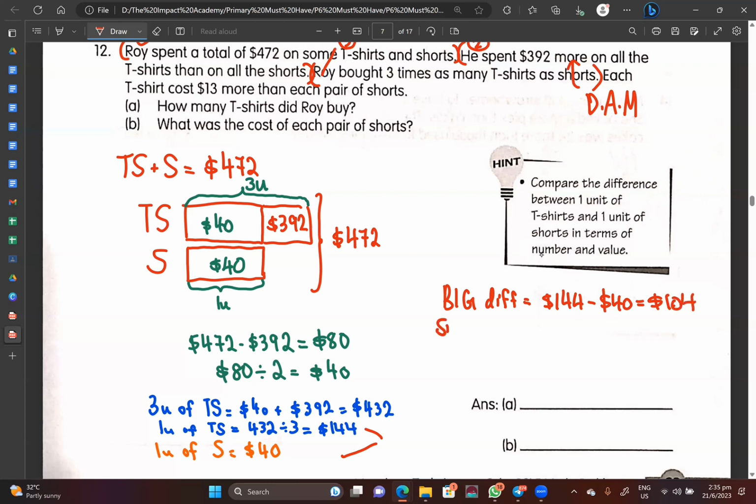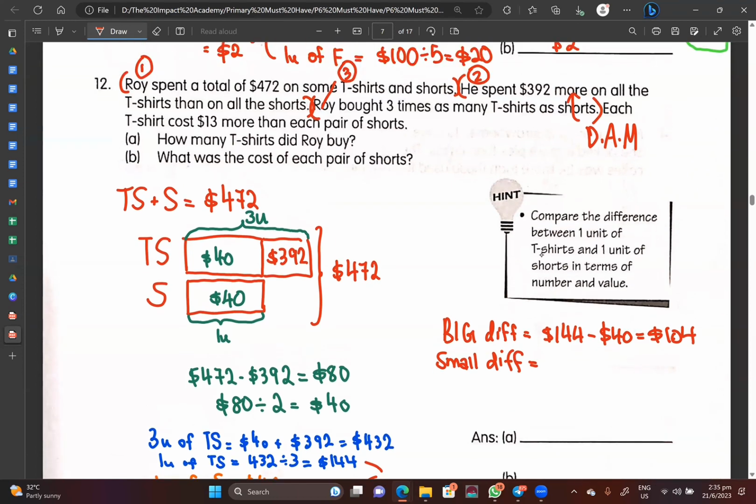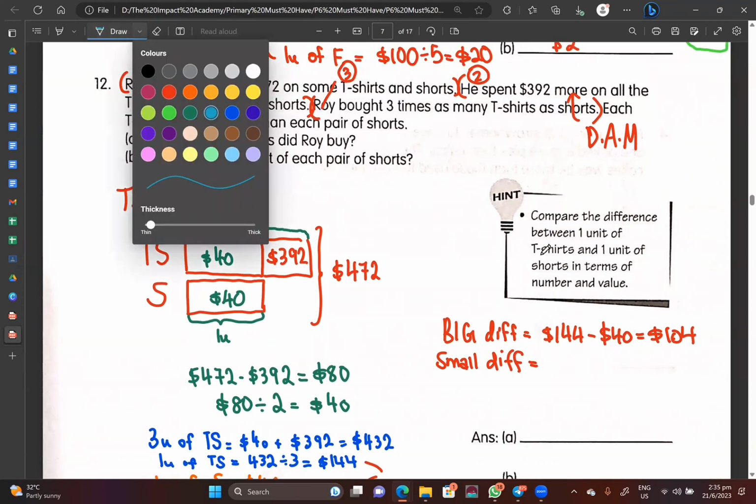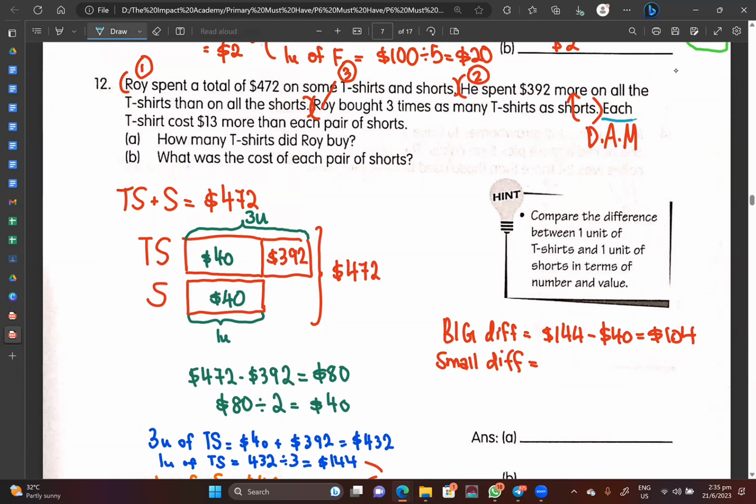Okay, and then I also want to find my small difference, which most of the time, not all of the time, but most of the time, is given in the question. Fortunately, in this question, it is given in the question. It says each. Can you all see the word each? T-shirt costs $13 more than each. The word each means 1. All right, the word each means 1. So therefore, I know that that is my small difference, which amounts to $13.